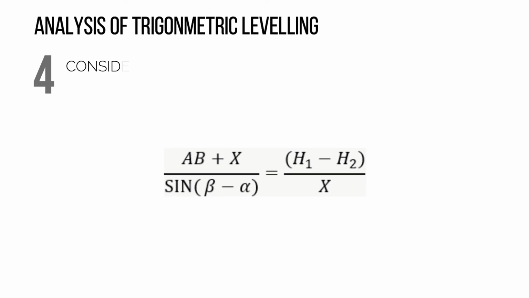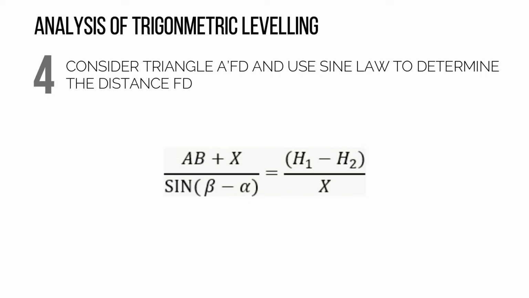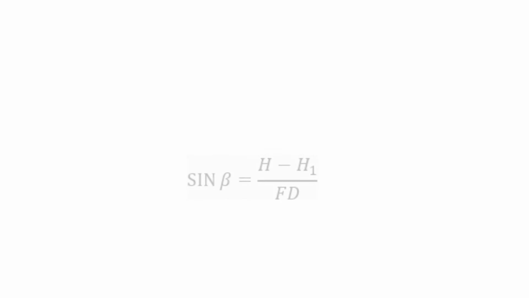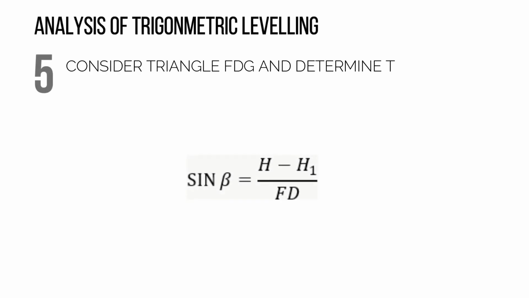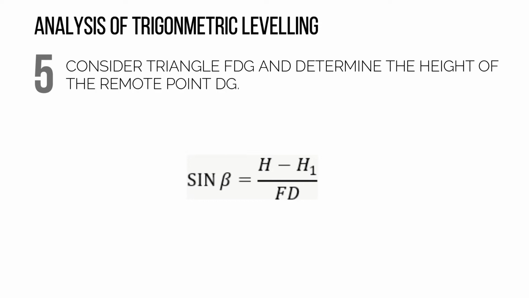Next, consider triangle A prime FD and use sine law to determine the distance FD. So derive the equation: AB plus x over sine of beta angle minus alpha angle is equal to FD over sine of alpha angle. Finally, consider triangle FDG and determine the height of the remote point DG. So sine of beta angle is equal to capital H minus H sub 1 over FD.